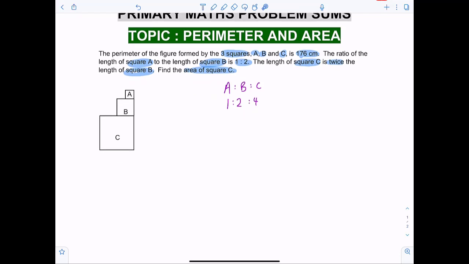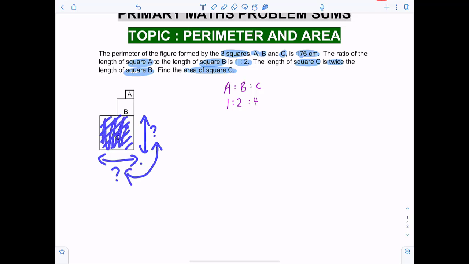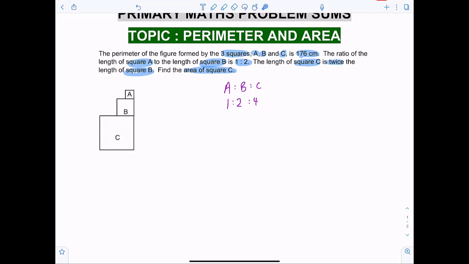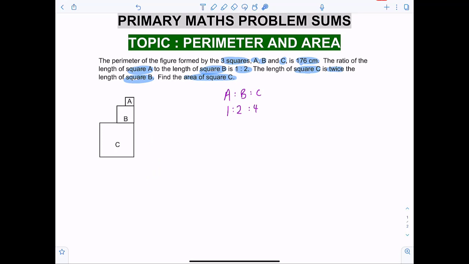Okay, so how do we find the area of square C? To find the area, we need some information about the length, because once we have this, we take that same length over here and multiply them together, and we get the area of square C. Now to do that, we need to use the perimeter information.